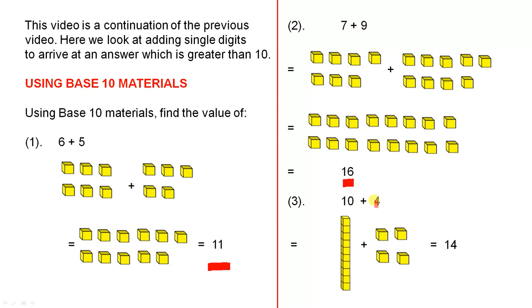10 plus 4. Now this represents 10, so we don't have to have 10 little cubes, because always this long one here represents 10. And then 4 single ones.